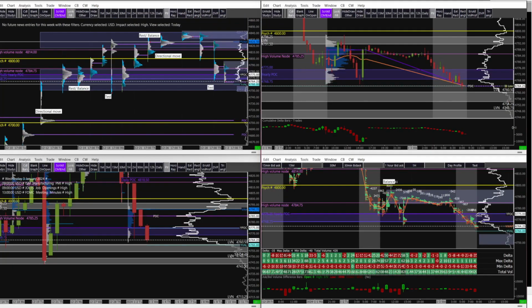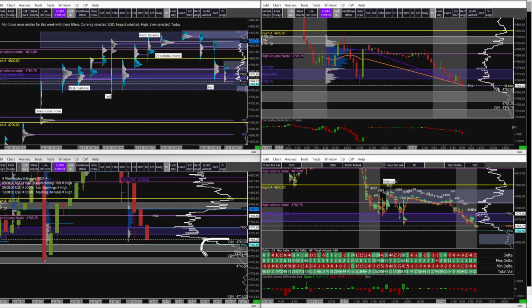So the low volume nodes and high volume nodes are amazing when they're used correctly, as they show areas of participation and interest. As prices search for balance and imbalance in the market, these nodes can either attract prices or reject prices. And for today, I was looking for the 4670 low volume node to hold, as this is where the yearly value low currently rested.